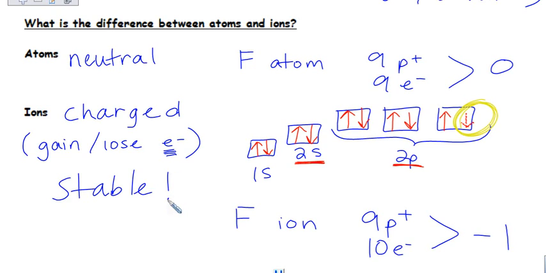And again, that's kind of a big misconception. People will see that this fluorine ion is -1, and they somehow think that the charge means that it's somehow not stable. No, the charge is a good thing. The charged particle means that we either gained or lost electrons to obtain a full outer shell, which is stable.